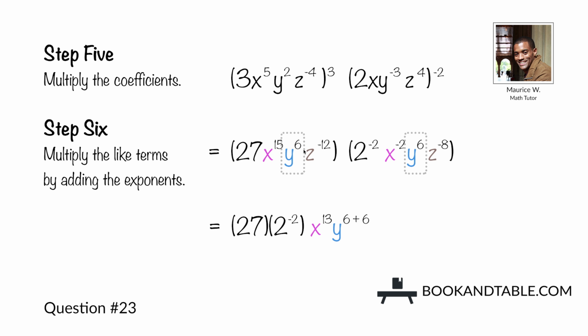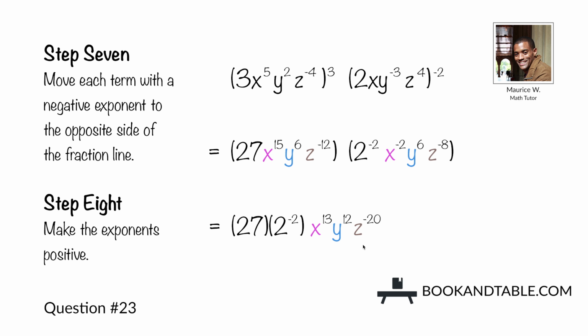Y to the 6 times y to the 6th gives us y to the 6 plus 6, which is positive 12. Then we have z to the negative 12 times z to the negative 8, which gives us z to the negative 12 minus 8, which is negative 20. So now that leads us to step 7.